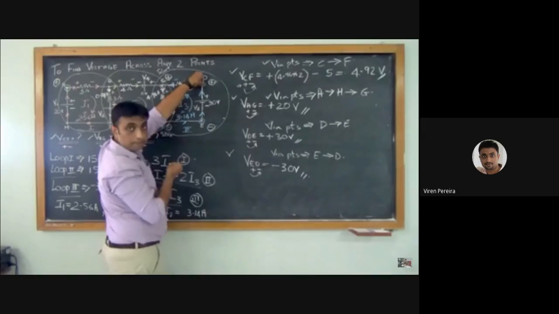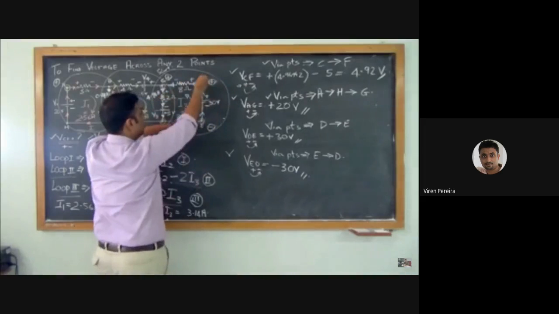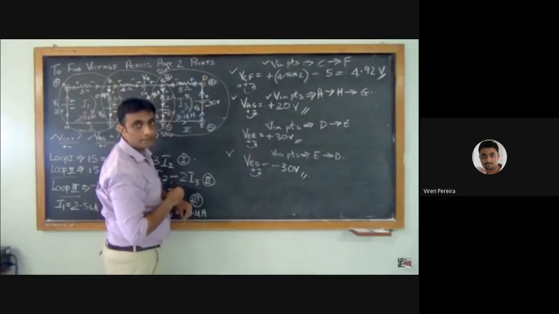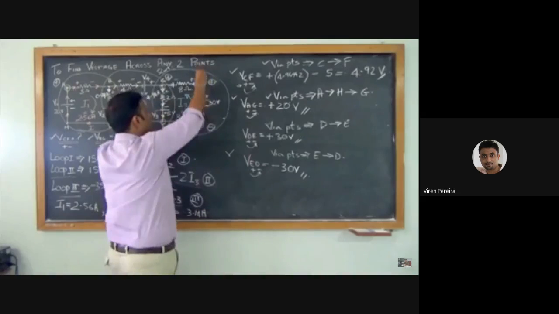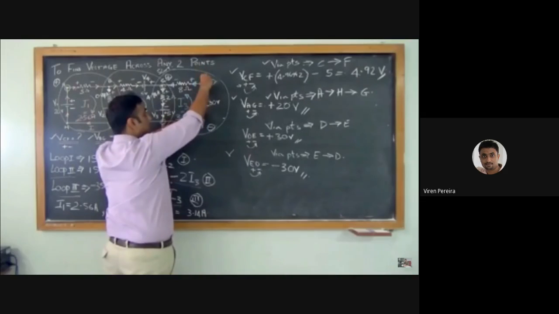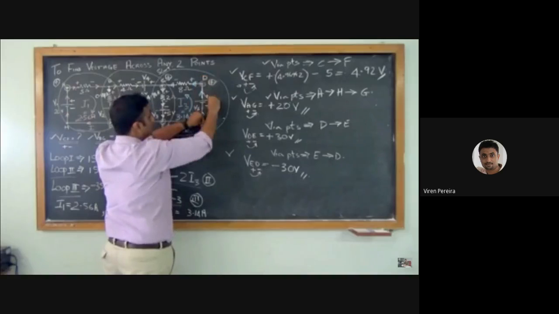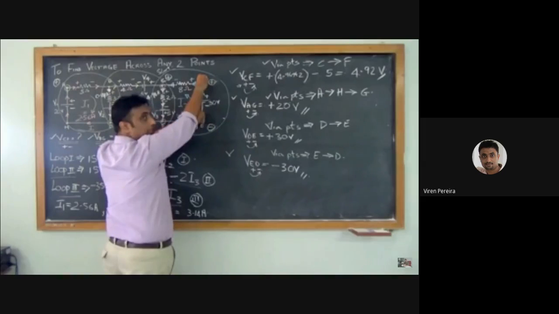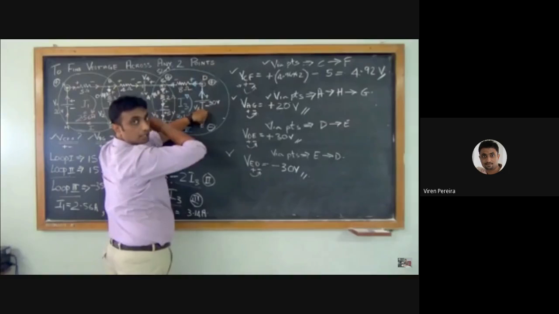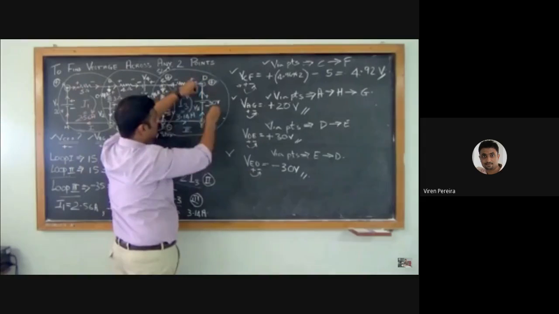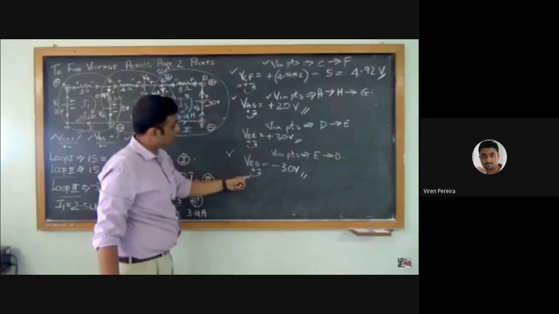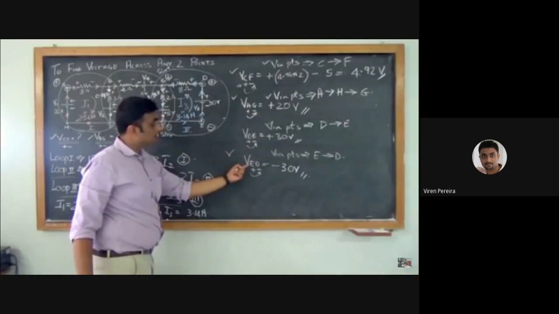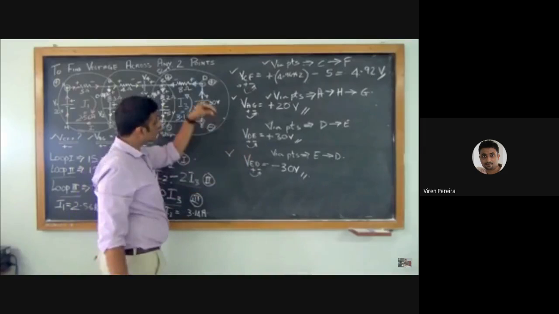But if I reverse the terminals of my multimeter, so that the positive is connected to E and the negative is connected to D, since this is positively charged and this is negatively charged, I will get a value of minus 30 volts. So if I interchange my multimeter terminals, I will get minus 30 volts. This is the same thing done here. I interchange the terminals, because I want to find the voltage across VED.